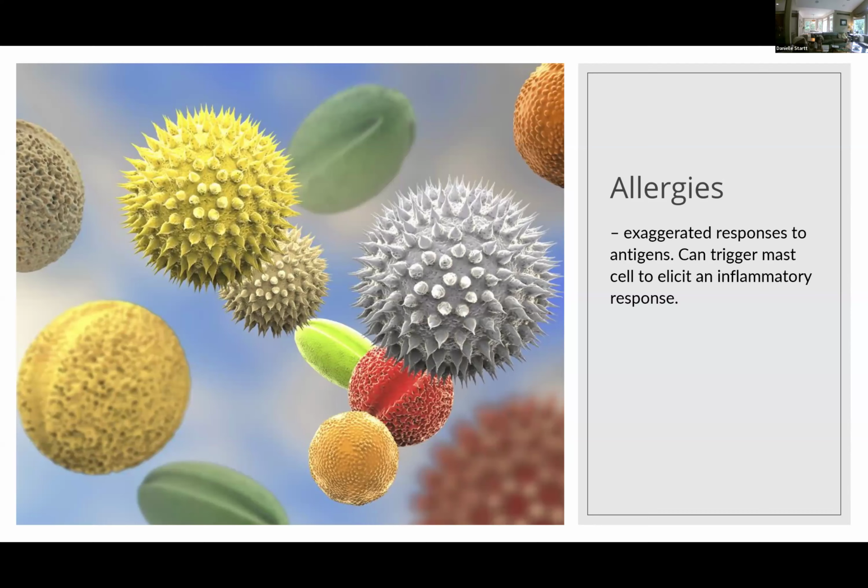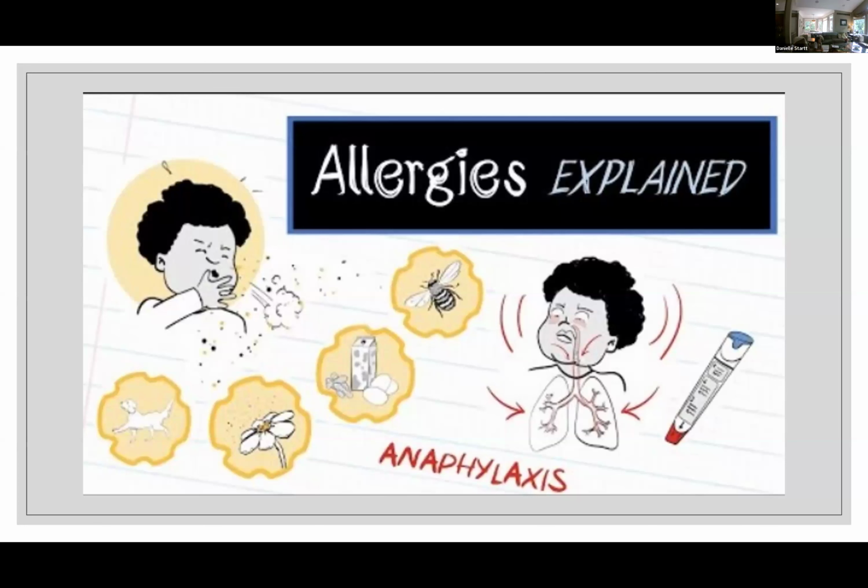So, allergies is an exaggerated response to an antigen, and it can trigger a mast cell to elicit an inflammatory response. Remember, we said those mast cells can get out of hand and it causes problems, right? So, here's what allergies are and how allergies work.